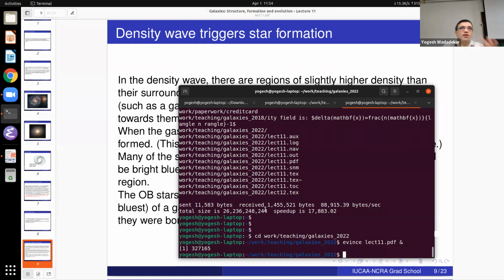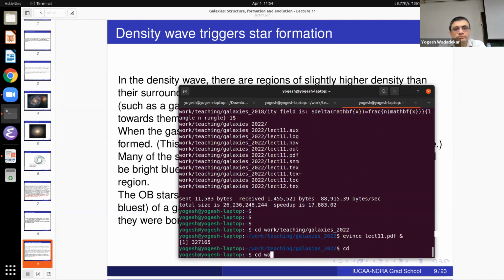Okay, so an O-type star gets formed, or B also, gets formed in the spiral arm, and before it can leave the spiral arm, it explodes.